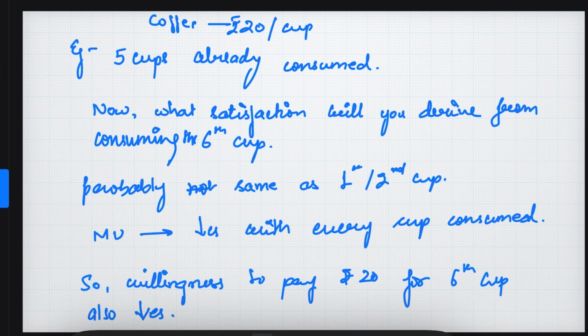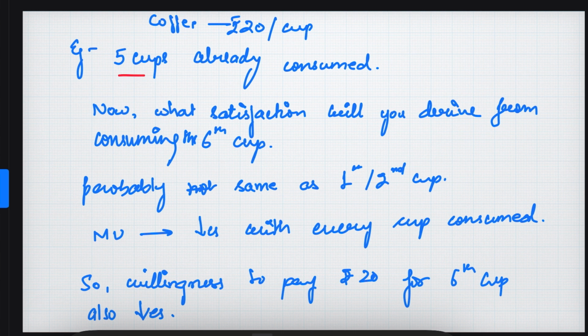Now let us consider an example where coffee costs 20 rupees per cup. If you have already had 5 cups of coffee, what would be the satisfaction which you will derive from consuming the 6th cup? Probably the satisfaction would not be the same as what you derived from consuming the first or the second cup of coffee. So we can say that the marginal utility, the satisfaction, decreases progressively with every cup consumed.